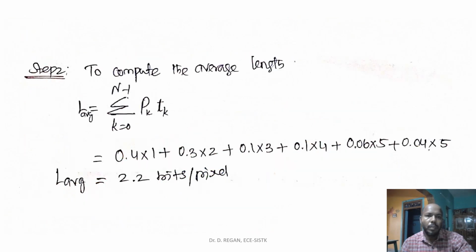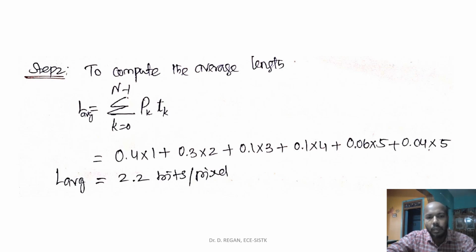So here to compute the average length. The task is we have to calculate the coding efficiency. So for that we need to calculate what is the average length of the code words. Okay, the formula is average length L is equal to sum of products of these two values, that is the probability of the symbol with its code word length.